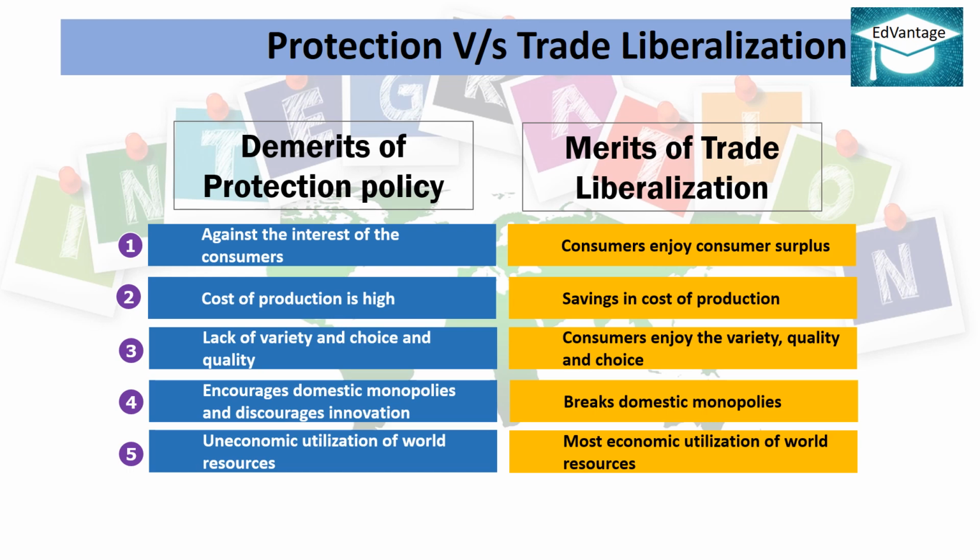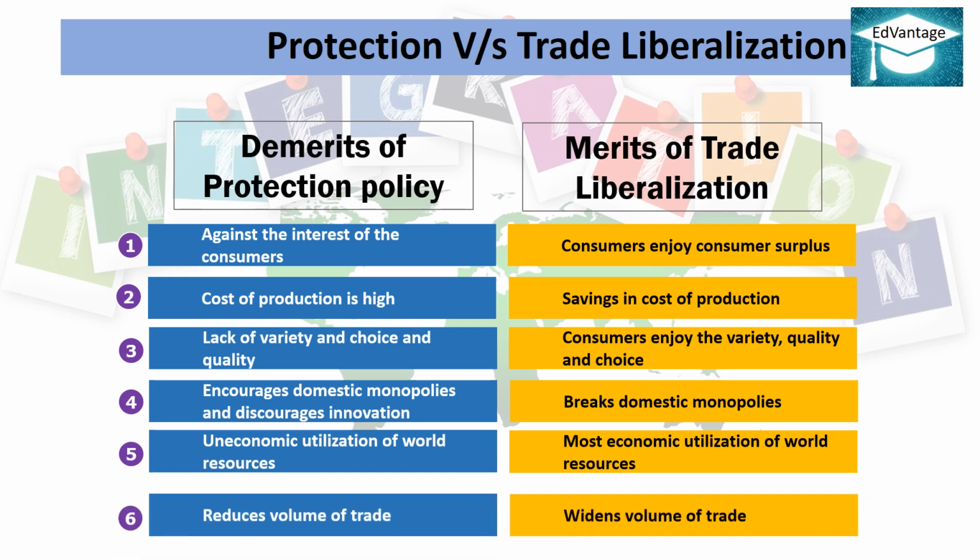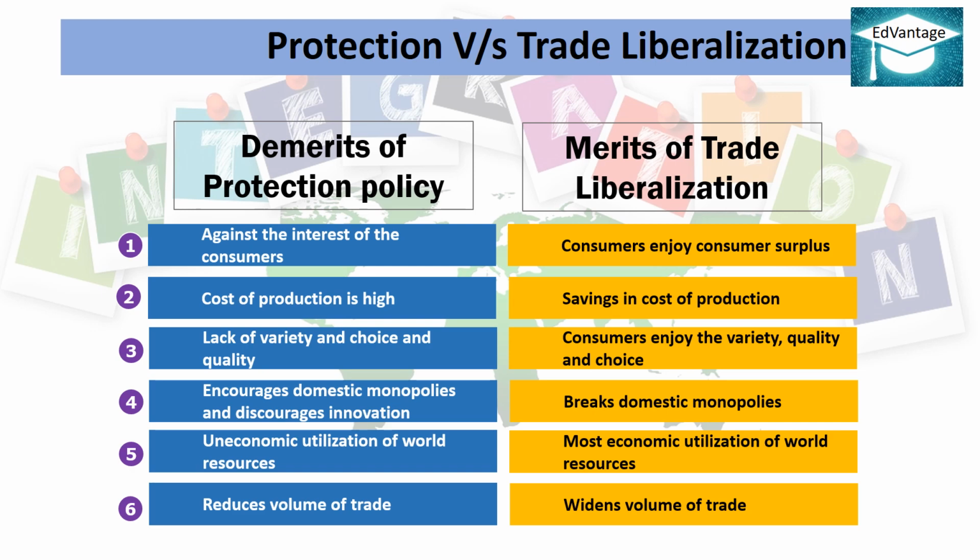5. Protection policy leads to uneconomic utilization of world resources, whereas trade liberalization leads to most economic utilization of resources. 6. Protection policy reduces volume of trade, whereas trade liberalization widens the volume of trade.